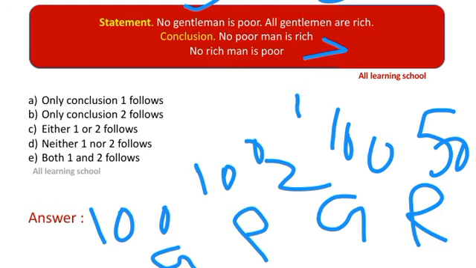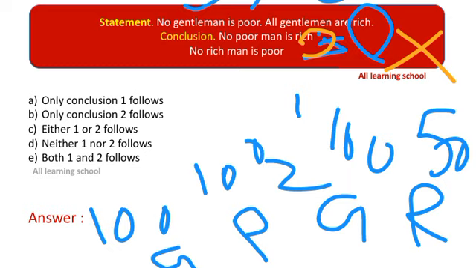Poor man has expense of 100 and income 100. So expense is 100, income is 100. It is correct. Rich has expense of 100, but income of rich is 50. But in conclusion 1, expense of rich is 100, income of rich is 50. As expense is more, income is less, so first conclusion will be wrong.